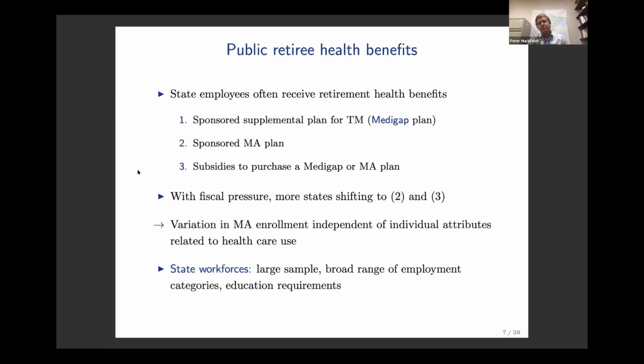State workforces, it's interesting when you read these reports documenting the types of employment categories that comprise state workforces. It's a really broad range of professions and education requirements. So, more management, white collar positions, but a lot of other types of positions as well. So we would argue this is a fairly representative sample to look at for understanding the effects of Medicare Advantage.